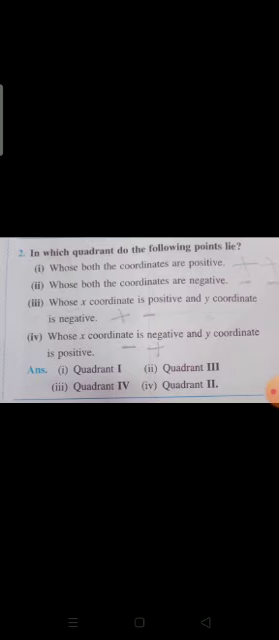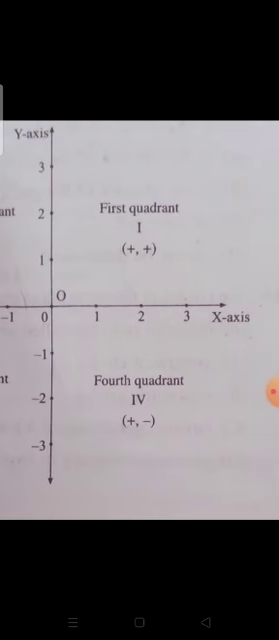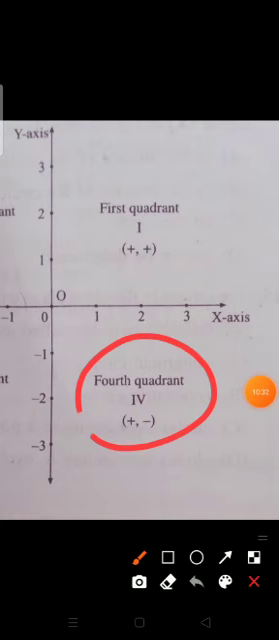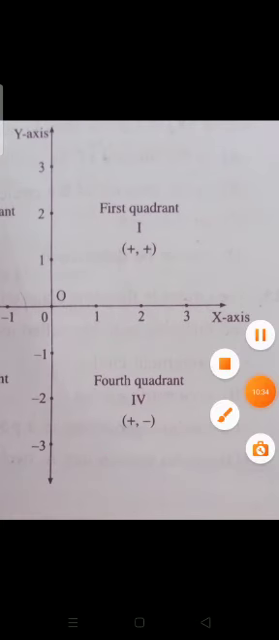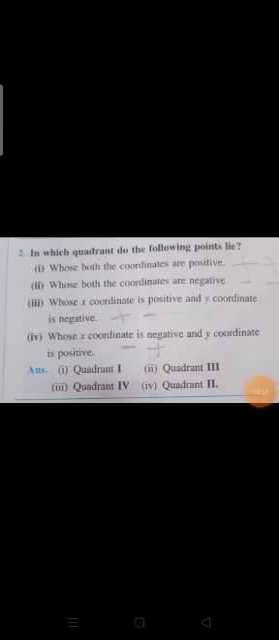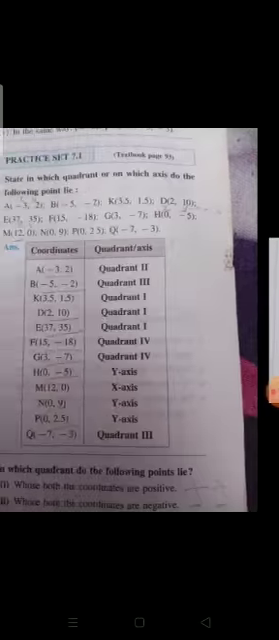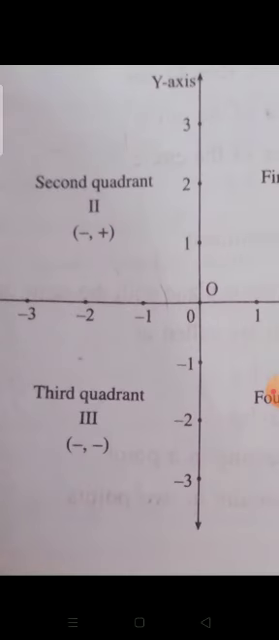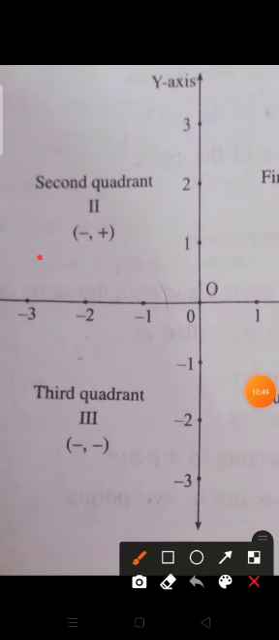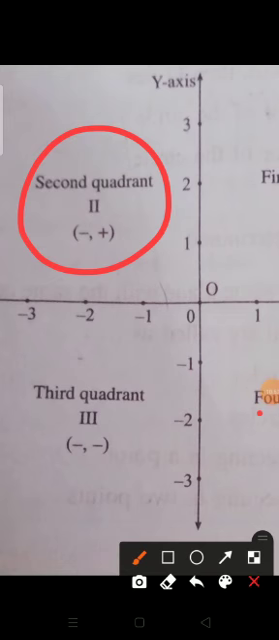Third one, whose x coordinate is positive and y coordinate is negative. So which one is it? It is the fourth one. So the third answer is the fourth quadrant. The last one is whose x coordinate is negative and y coordinate is positive. So x is negative and y is positive, so it comes in the second quadrant.